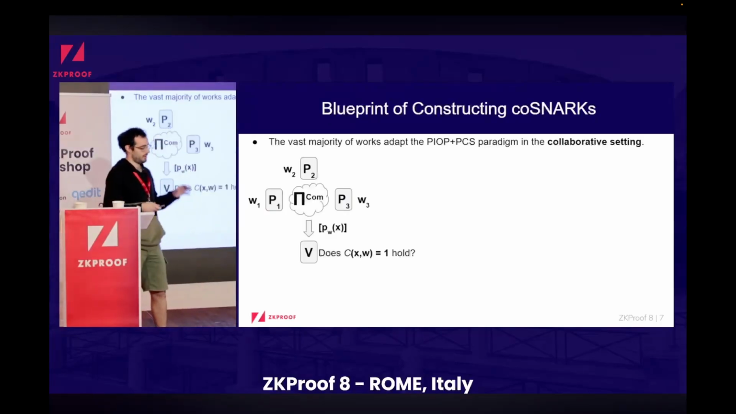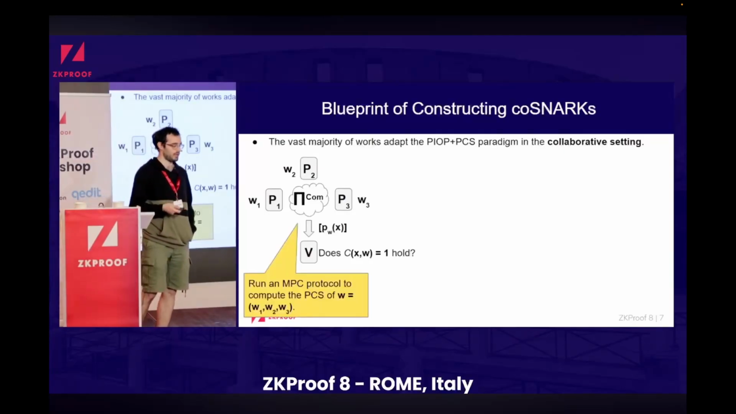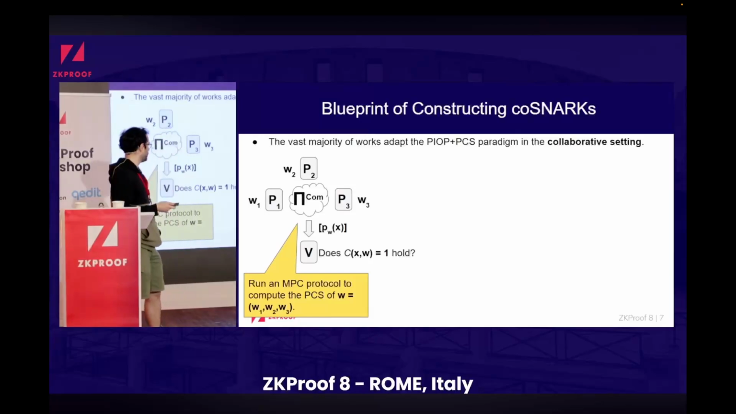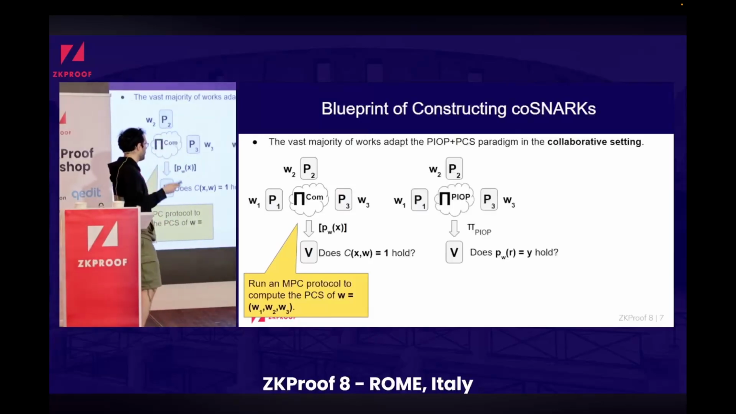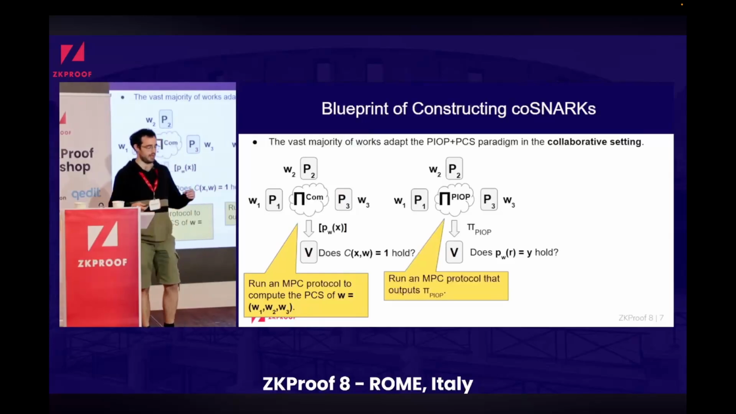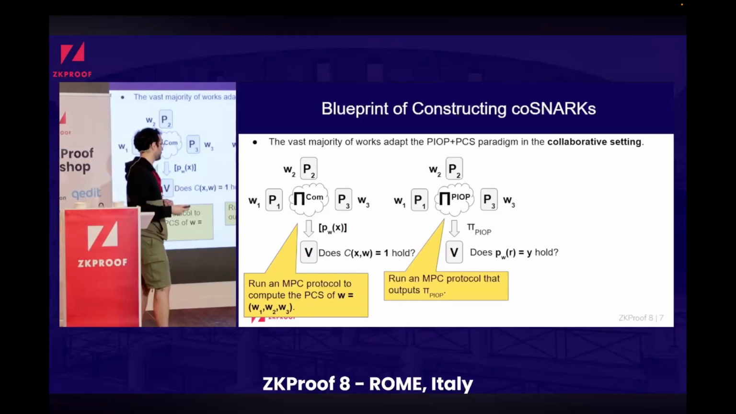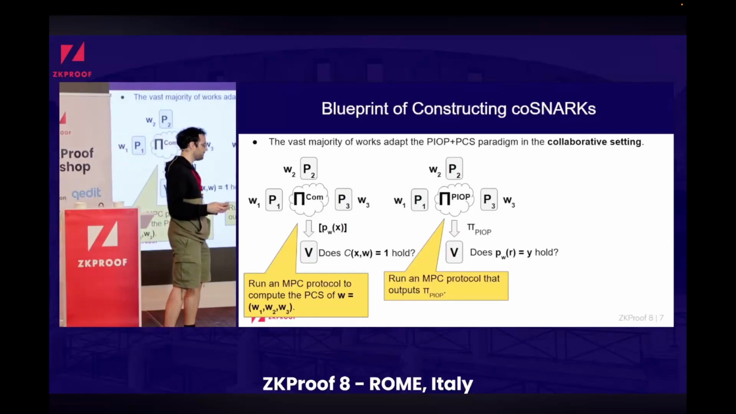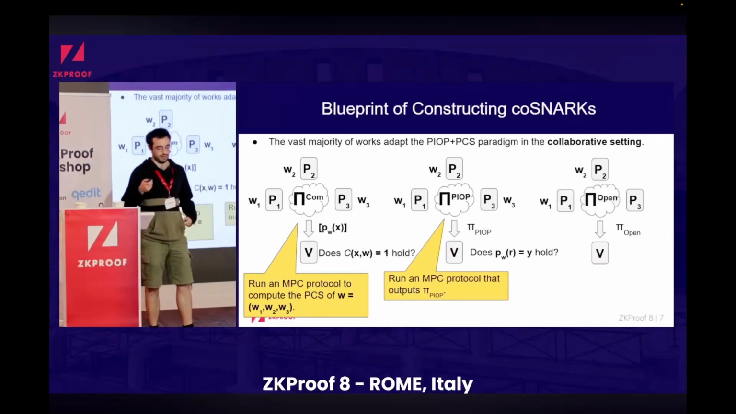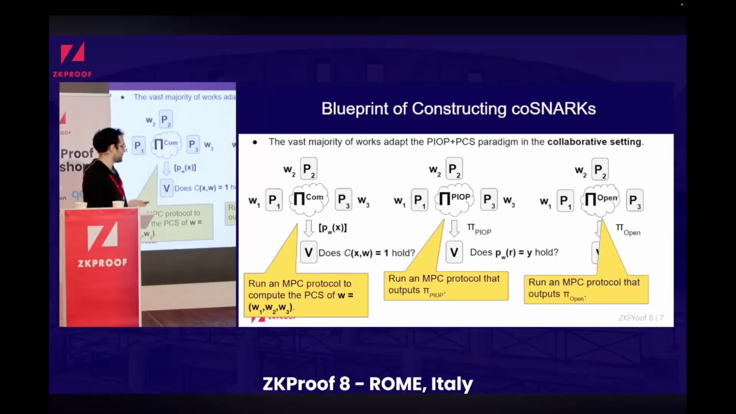This means that in the commitment phase, the provers interact over an MPC protocol in order to compute the polynomial commitment of the joint witness. Then, again using an MPC protocol, they produce a PIOP proof, which in essence reduces a claim about the circuit satisfiability to a claim about the correctness of the evaluation of the polynomial commitment. And finally, they run an MPC protocol to generate an opening proof that validates the correctness of that claim.